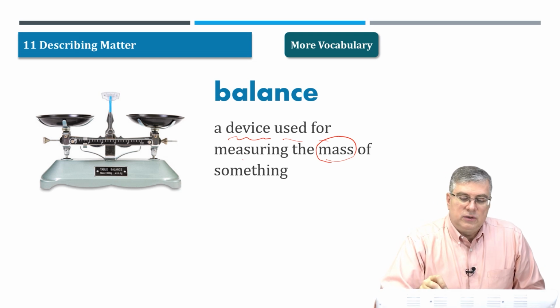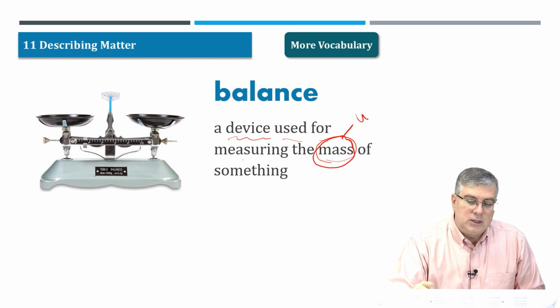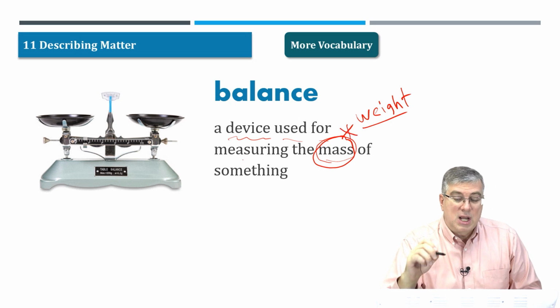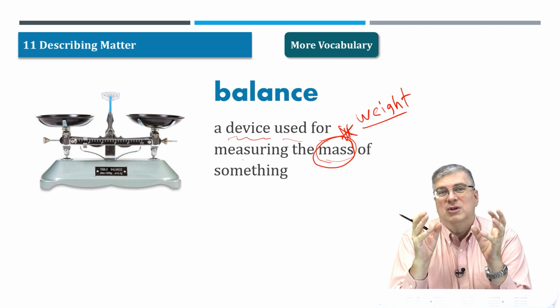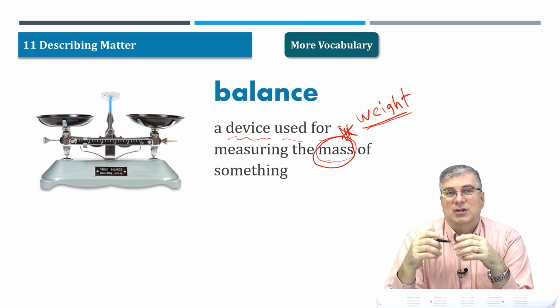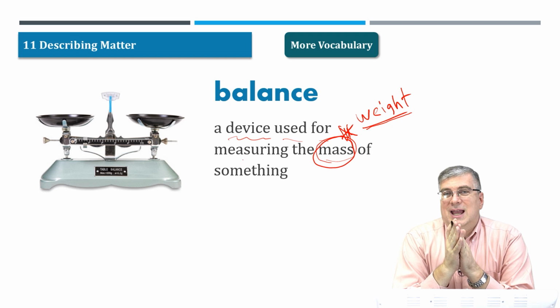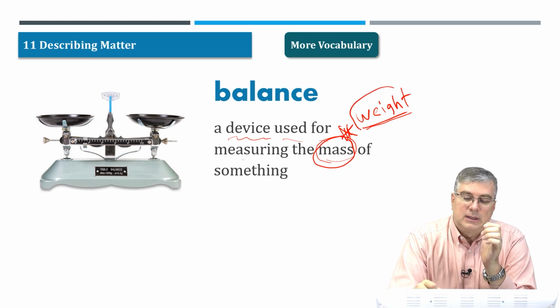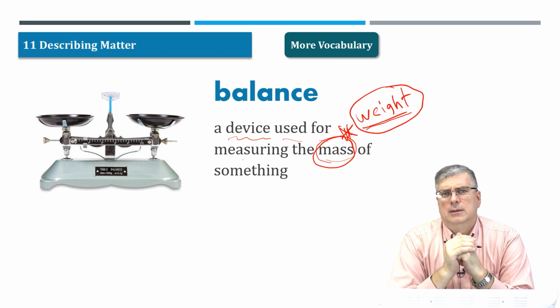A balance is used for measuring the mass of something, not the weight, right? You can use it to measure the weight of something, but mass and weight are not the same. They're not the same thing. Mass is, as we learned before, how much material is in something. Weight is how much something weighs in terms of kilograms or pounds. And the idea here is that weight can change depending on location.